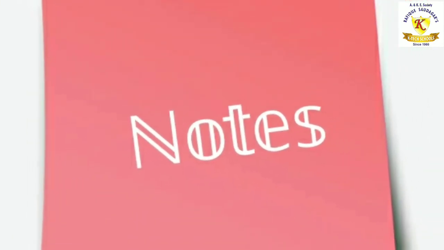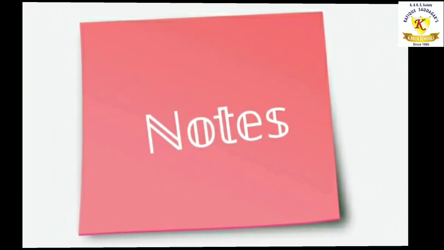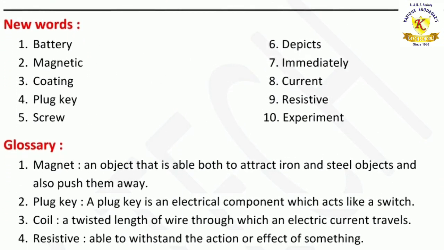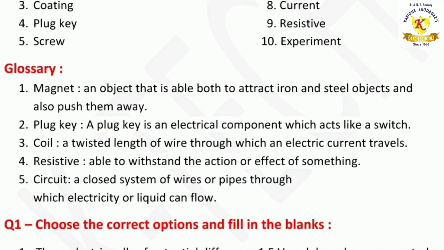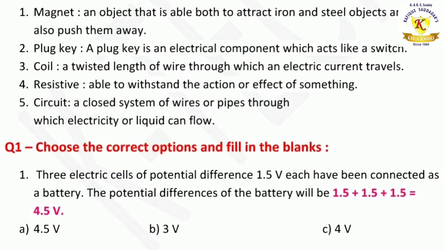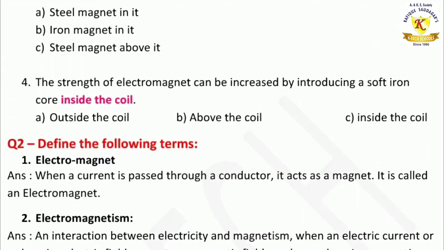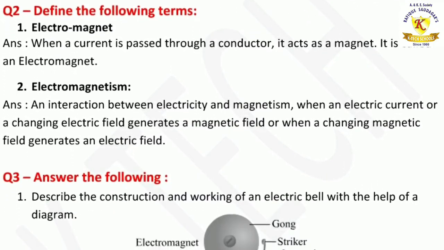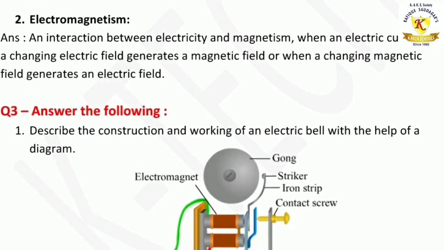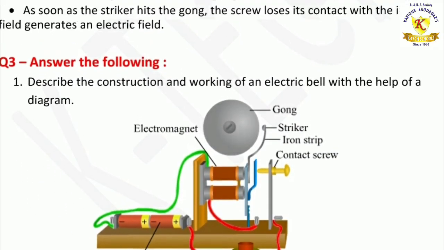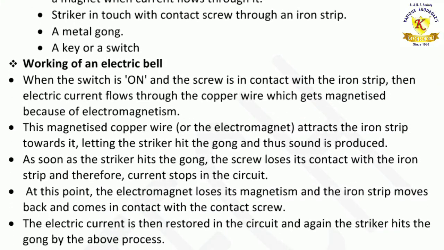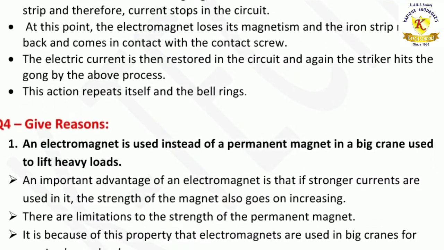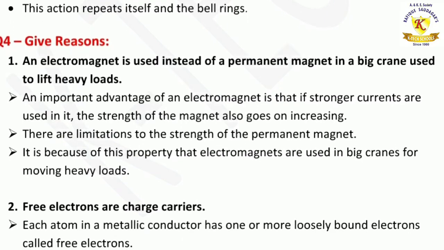Now let's take a look at the notes for today's topic. First, we will write the new words followed by the glossary, the scientific meanings of the words. Question number 1, choose the correct option and fill in the blanks. Question number 2, define the following terms, followed by question number 3, answer the following questions. Question number 3 is continued here. The working of an electric bell, followed by question number 4, give reason. So you need to write all these notes.